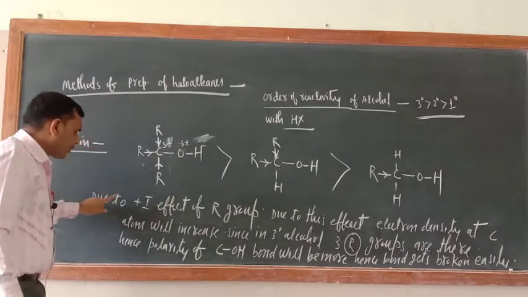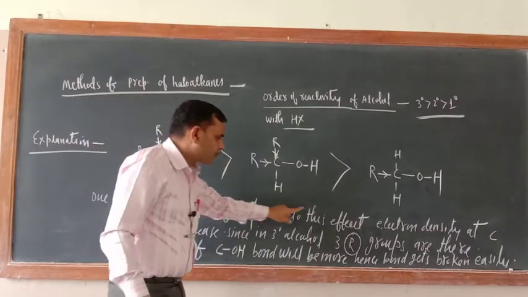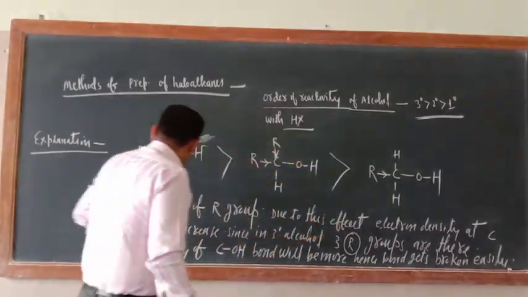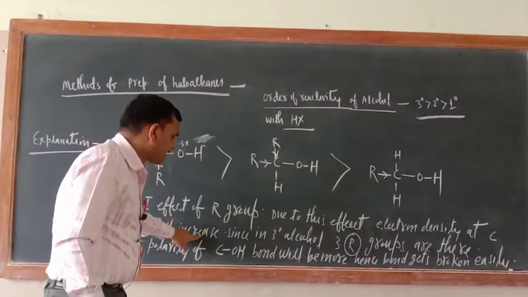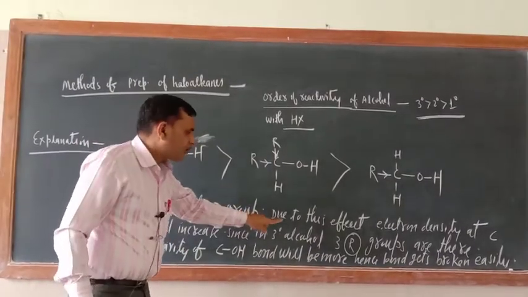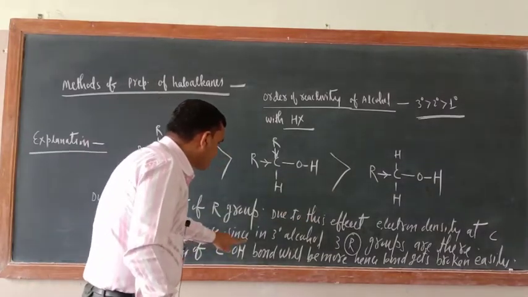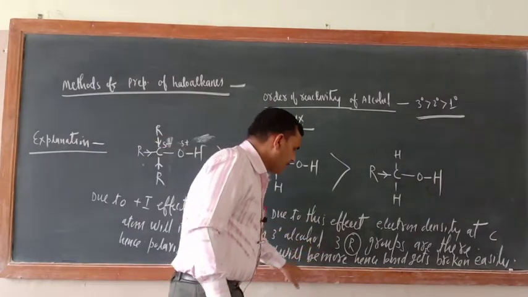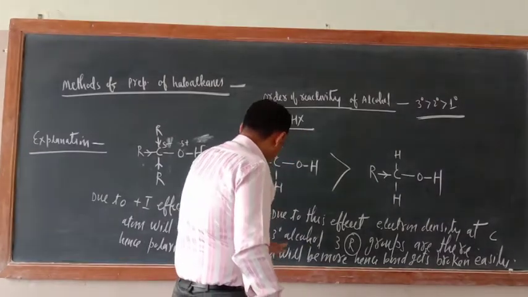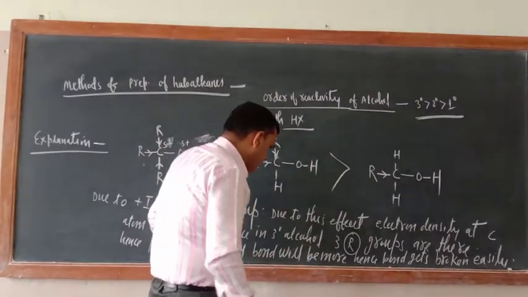That is why I wrote due to plus I effect of R group. Due to this effect, electron density at carbon atom will increase. Since in 3 degree alcohol 3 R groups are there, hence polarity of the C-OH bond will become more.